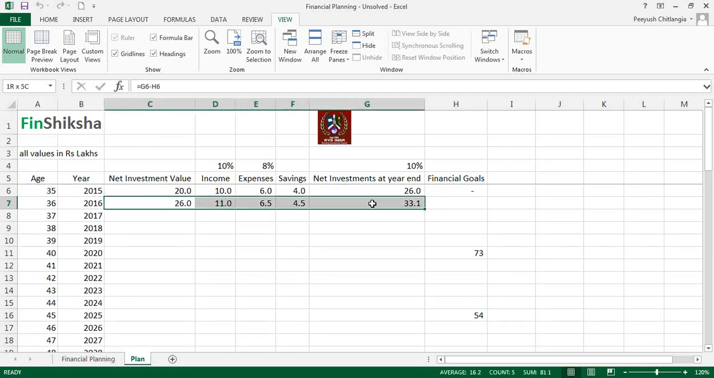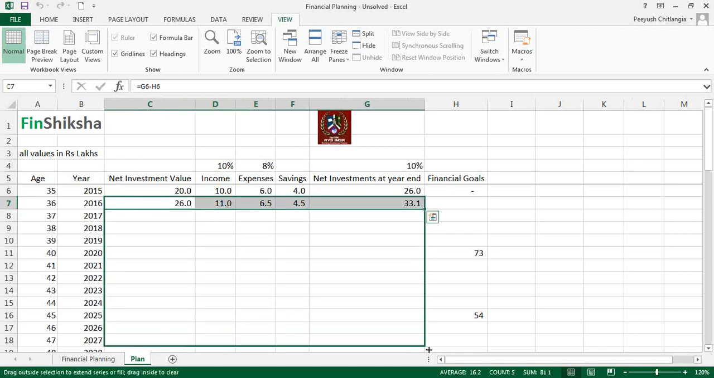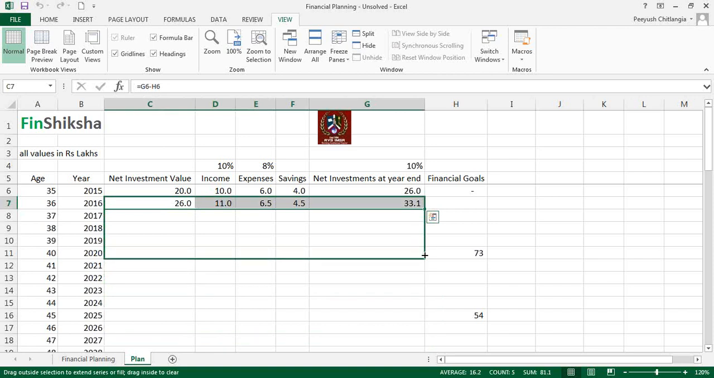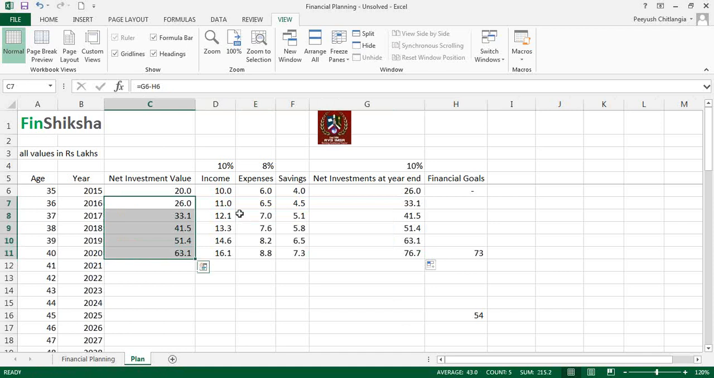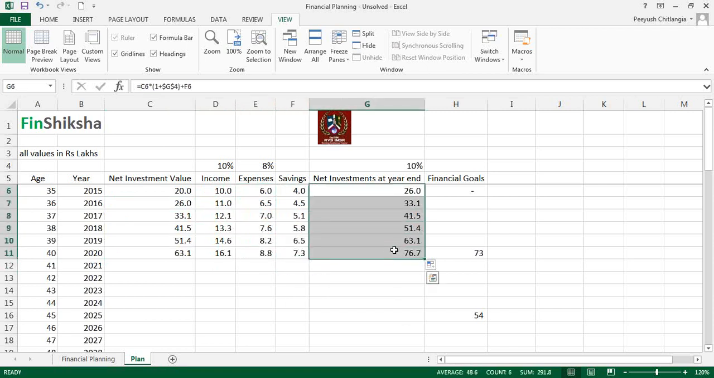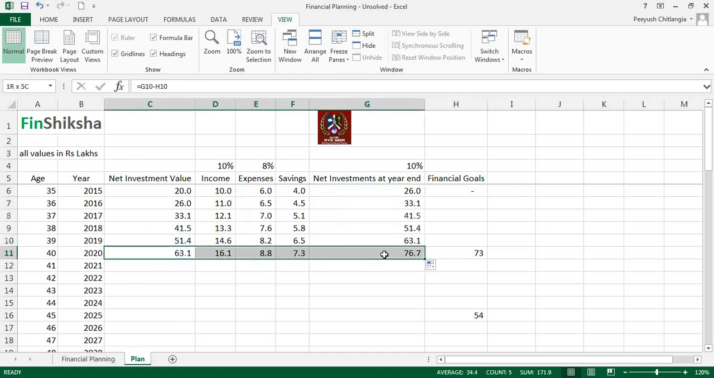Now all I need to do, because the formula has been correctly put in, is just keep copying this downwards, right? So let's copy it till here. We find that every year the savings keep growing, the net income grows at 10%, the expenses grow at 8%. So every year the net savings increase. Financial net investments at the end of the year are 76 lakhs, right? Now out of this you will end up taking out 73.